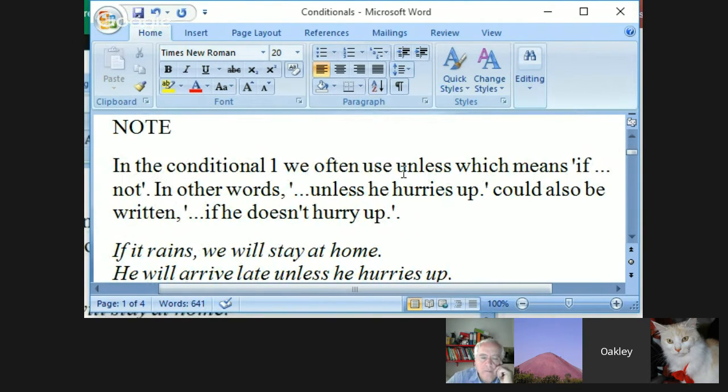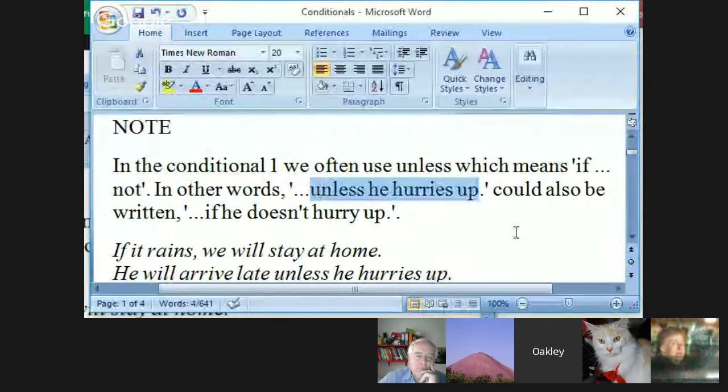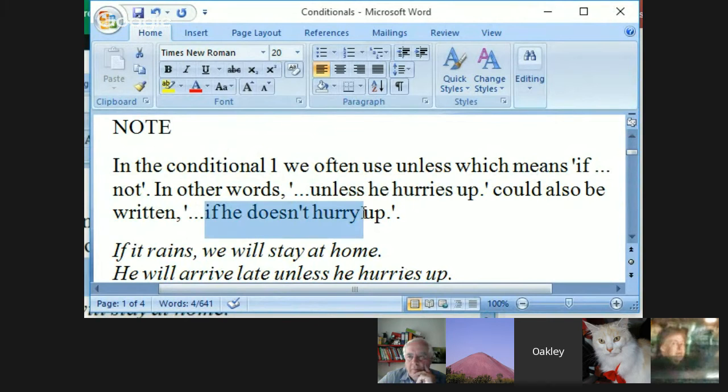In conditional number one, we often use unless, which basically means if not. So you should be aware of that. Sentences like, unless he hurries up, he will be late. It is also possible to, instead of unless, use if he doesn't hurry up, he will be late. That's fine.